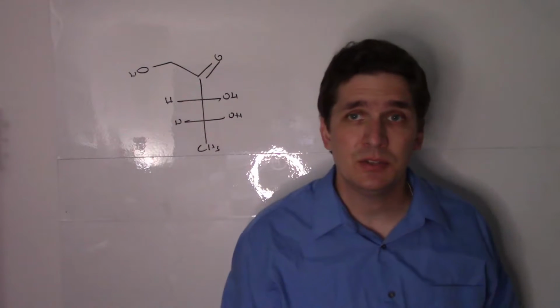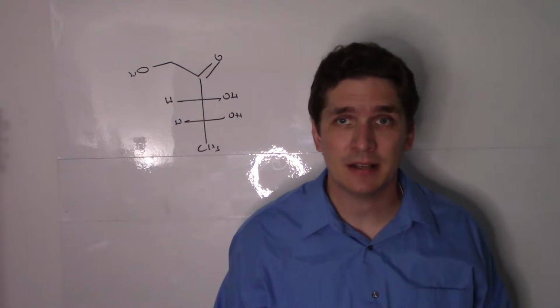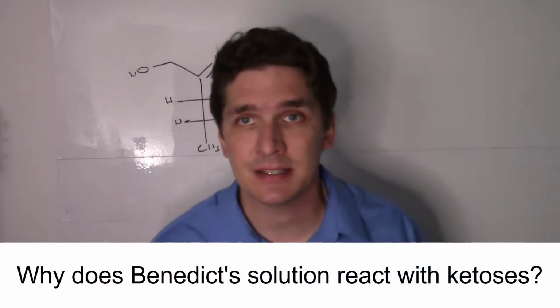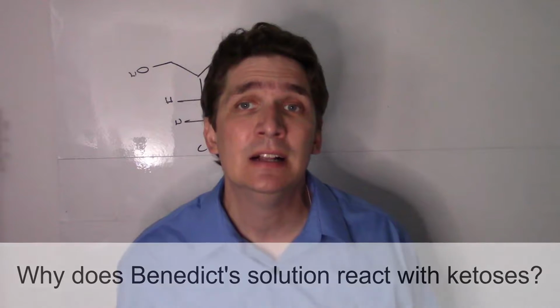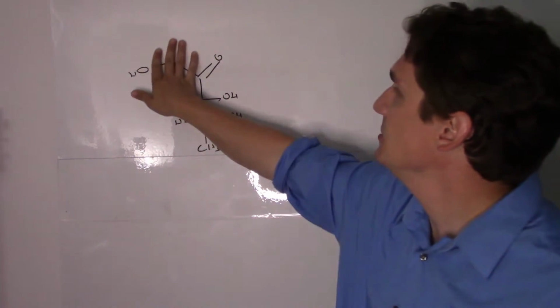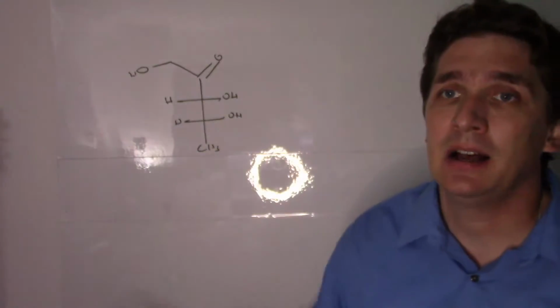All right, so Benedict's solution uses copper +1 to oxidize aldehydes into carboxylic acids and get us back to copper 2. This is used for the test for the presence of saccharides. Now, aldoses, this is really easy. If we have an aldose, there's no group here, and we directly oxidize the aldose to the carboxylic acid, and this is how the Benedict test proves that you have aldose.